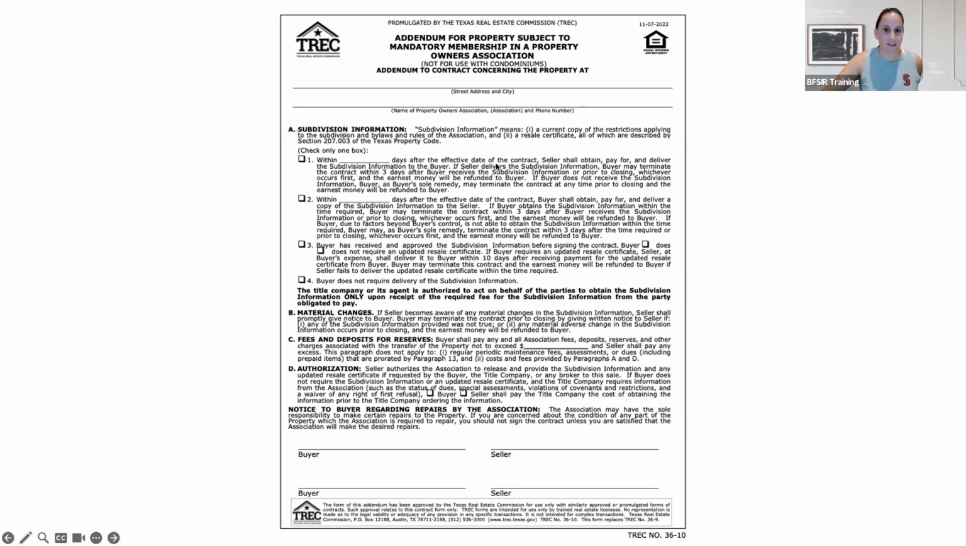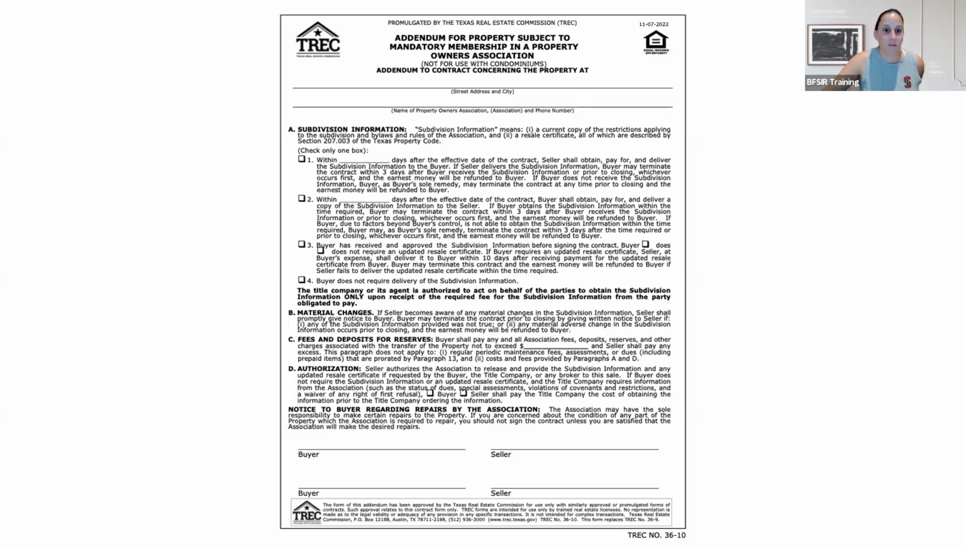So here, I'm just going to read this paragraph once. Within blank days after the effective date, usually at least 10, because that's how long it takes these HOA companies to get them back, seller shall obtain, pay for, and deliver the subdivision information. If they deliver it, then buyer may terminate within 3 days after they receive it or prior to closing, whichever occurs first, and the earnest money will be refunded. So it's a very open-ended out. They don't have to give a reason, they can just terminate.